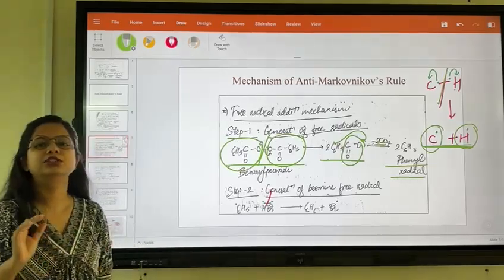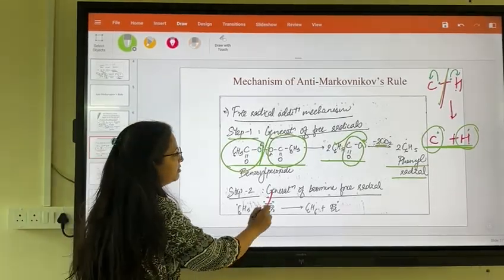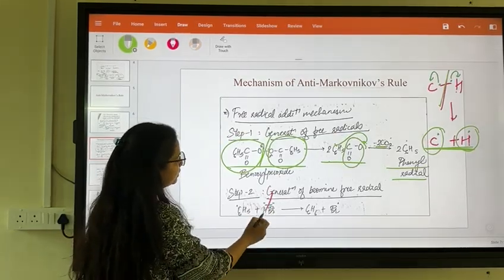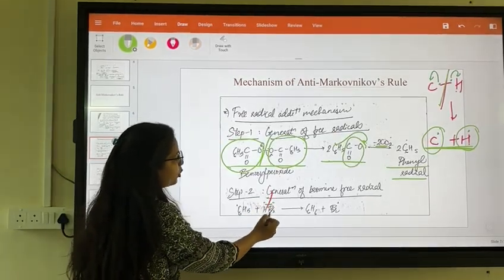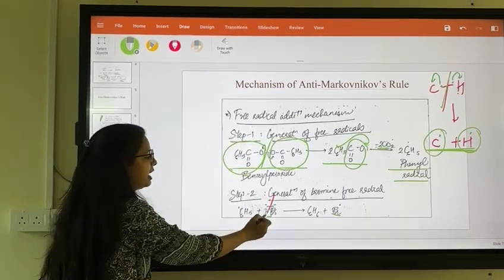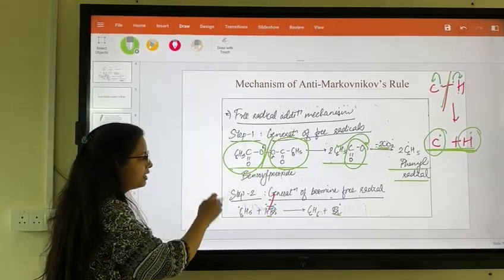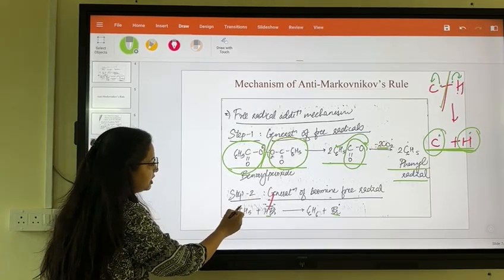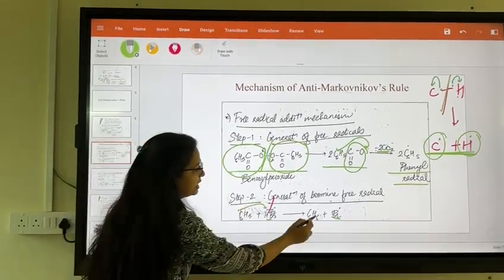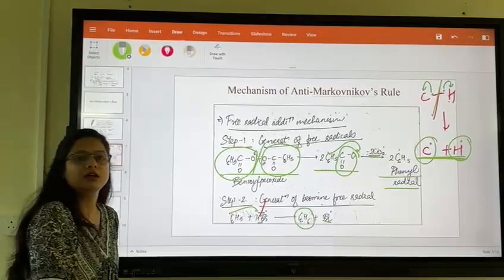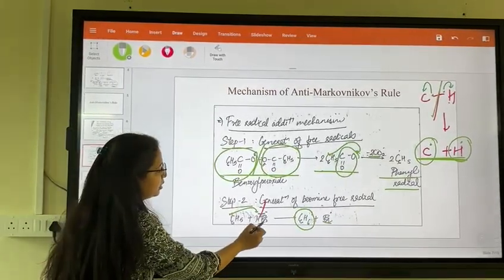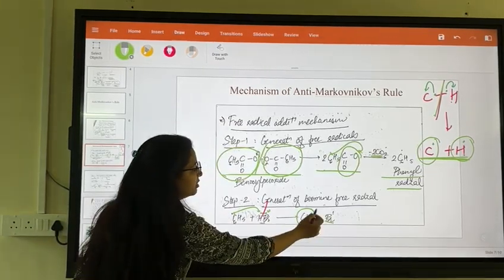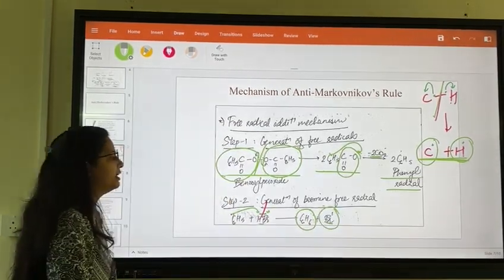HBr, that is your hydrogen halide. This HBr will undergo homolytic cleavage again, and there will be formation of bromine radical. As you can see, when the covalent bond in this HBr is breaking, this hydrogen will have one radical which will combine with this particular radical, and there will be formation of stable C6H6, and this bromine will be left with one particular radical which is generating a bromine radical.